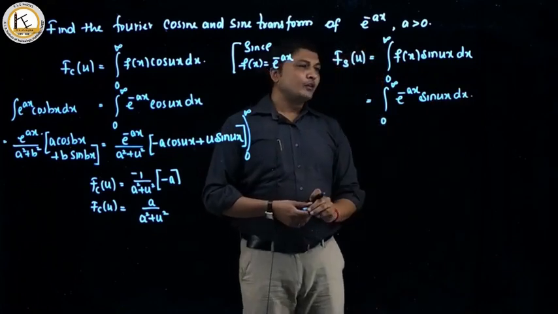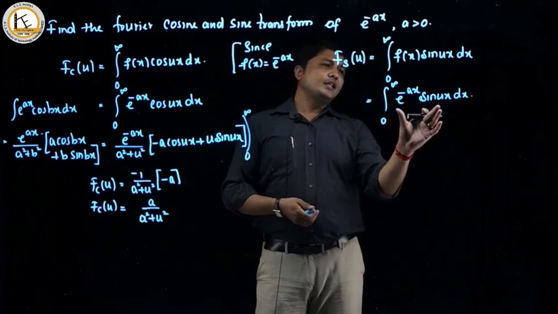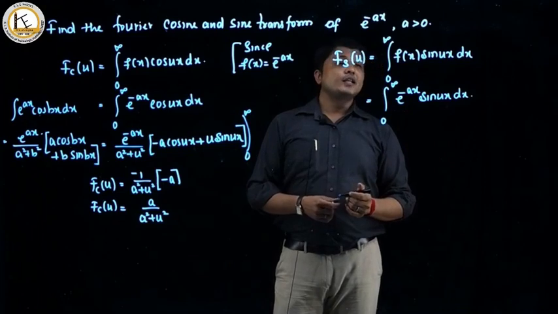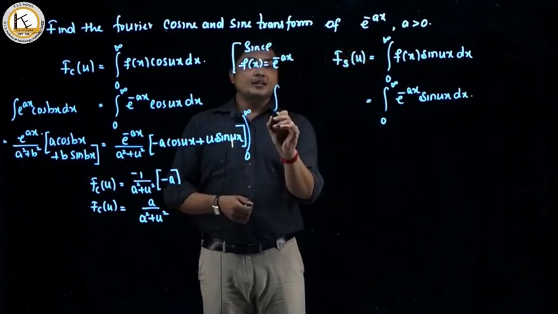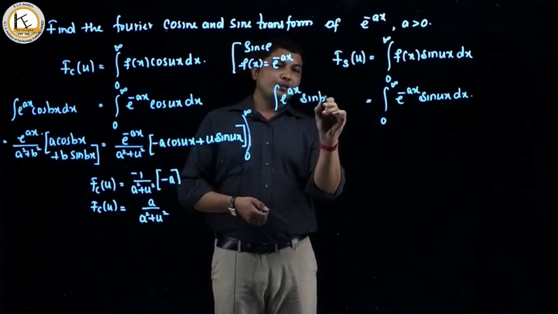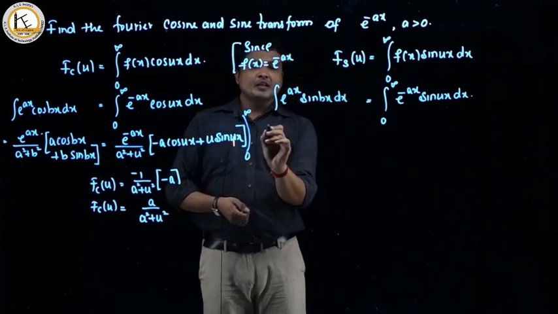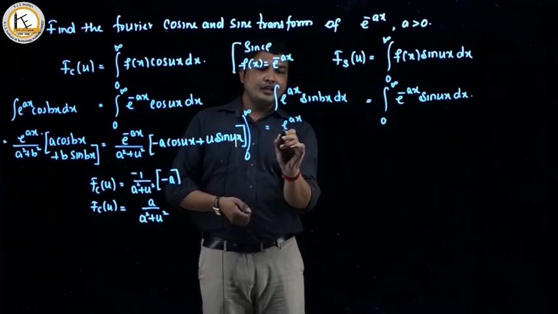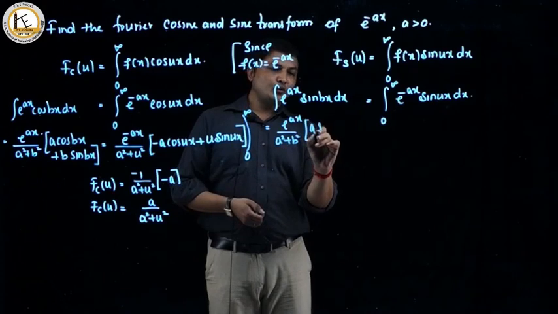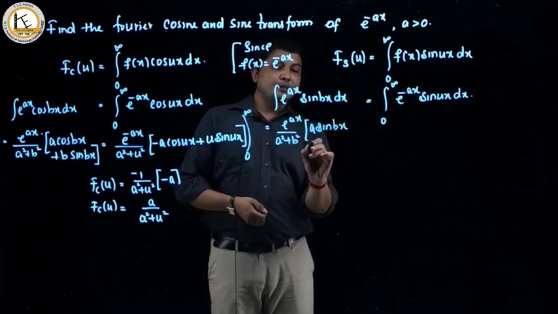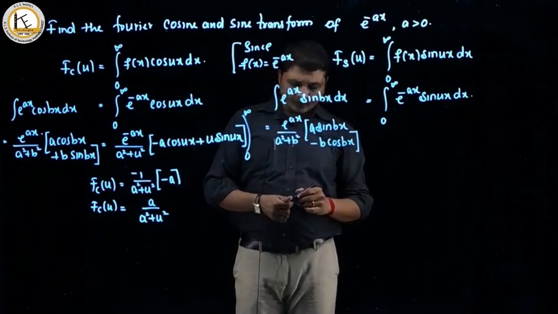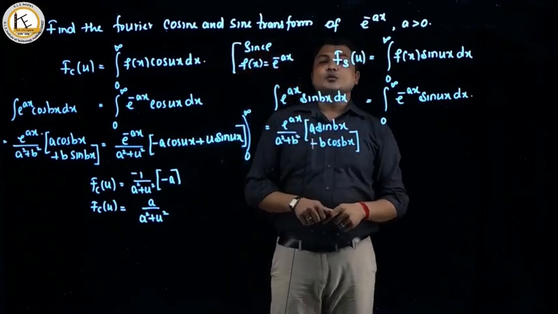Now we need to evaluate this integral. Obviously e raised to minus ax into sine ux is in the standard form, and we can easily evaluate it by using a standard formula, that is the integral of e raised to ax into sine of bx with respect to x is nothing but e raised to ax divided by (a square plus b square) into bracket a into sine of bx minus b into cos of bx. So this is the answer of the standard integral e raised to ax into sine of bx.